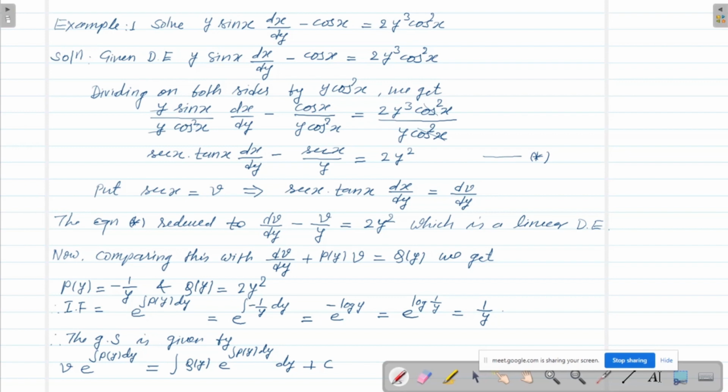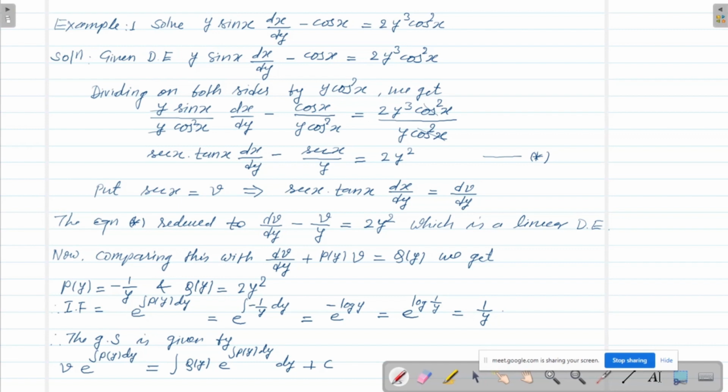Now differentiating this with respect to y, because it is of type 2, we get sec x into tan x dx by dy equal to dv by dy. Now resubstitute these values in equation number star. So your equation number star reduces to the linear form, that is dv by dy minus v by y equal to 2y square, which is a linear form.